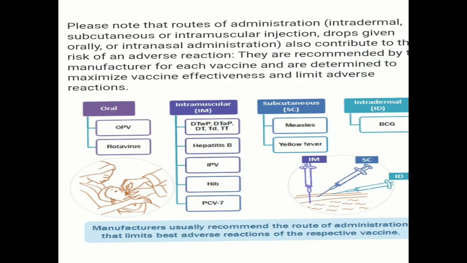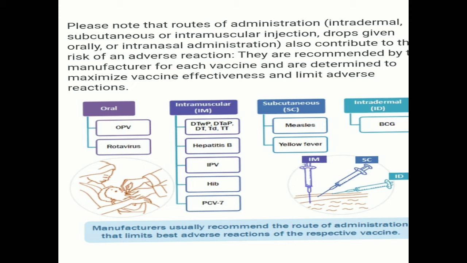So what is the reverse cold chain? It is nothing but, in the AFP surveillance, the stool samples are maintained at the same temperature until they reach the laboratory for detecting the polio virus. This is the reverse cold chain.